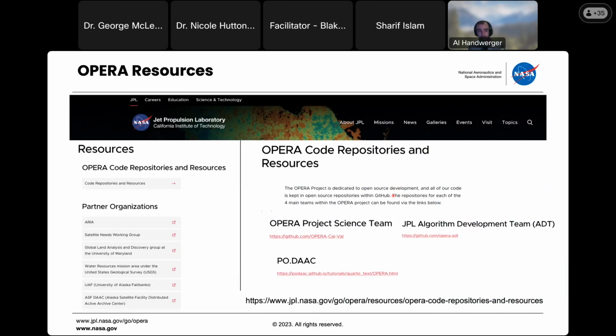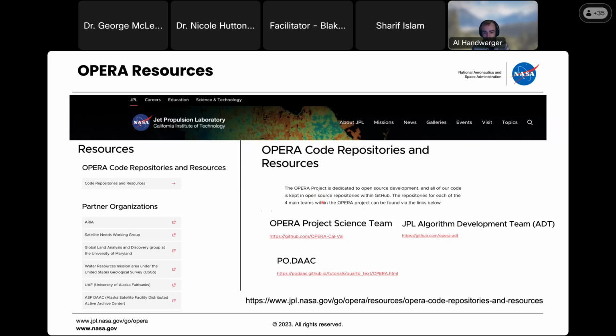And then OPERA itself has our own resources and tools that we're providing. And so this is a screenshot of the OPERA JPL webpage. If you go to the resources page, you'll see something like this, a link for code and repositories, as well as links to our partner organizations and their information. For our specific code and repositories, we use GitHub. Everything done with OPERA is developed in the open. All of the data is open, even the algorithms and everything along the way is all open and available. And you can find them more easily through the OPERA web page, which will point you in different directions.